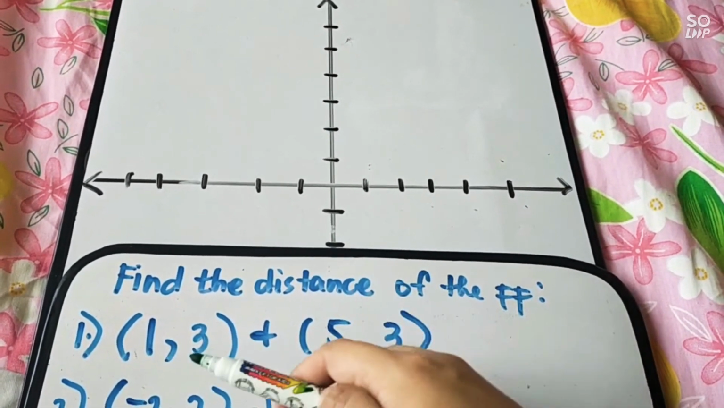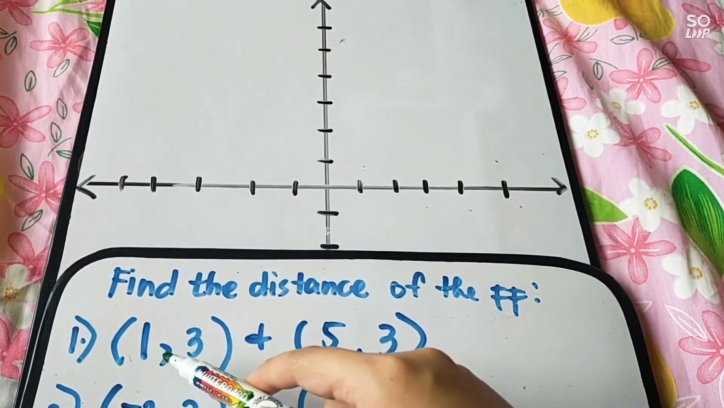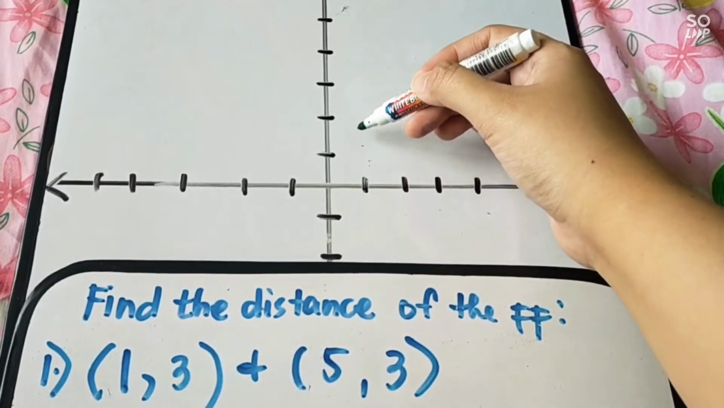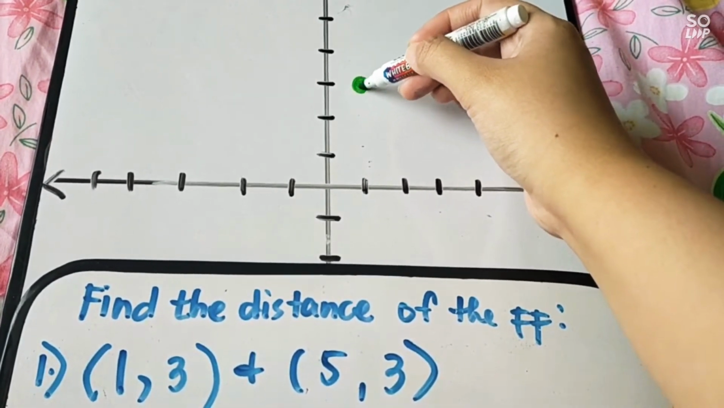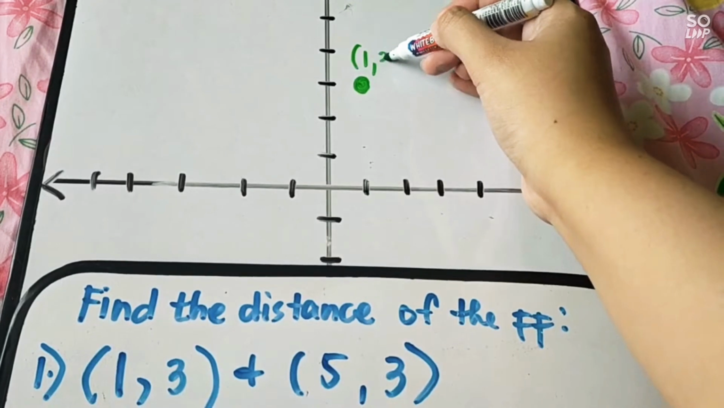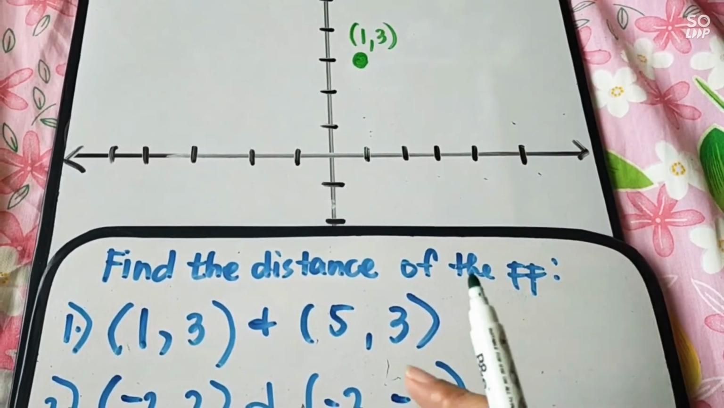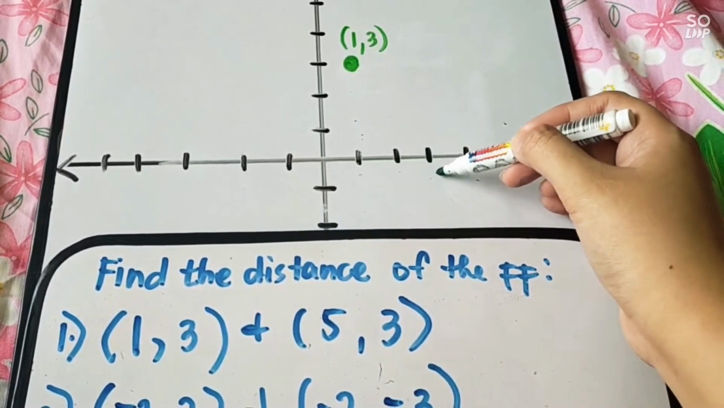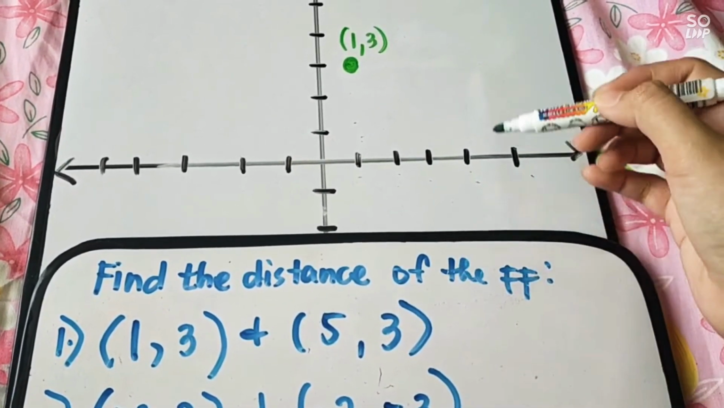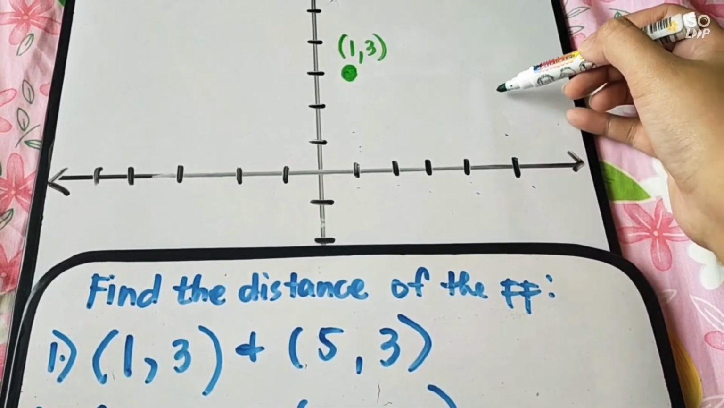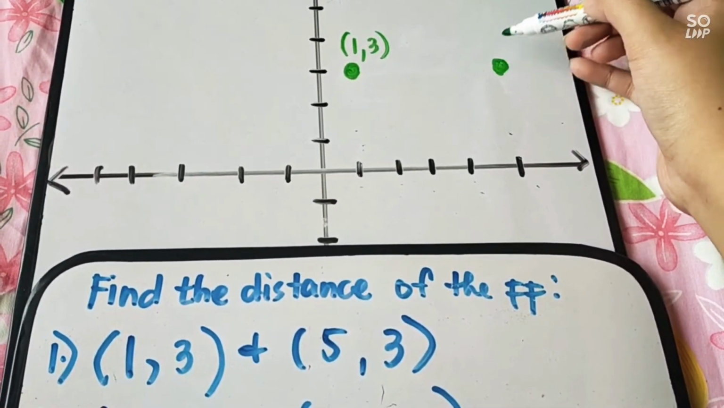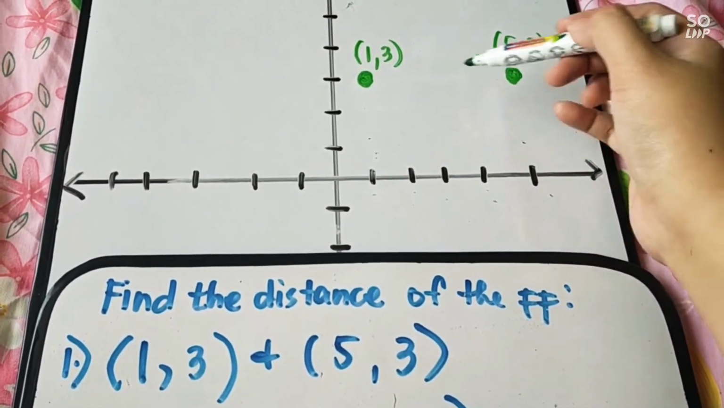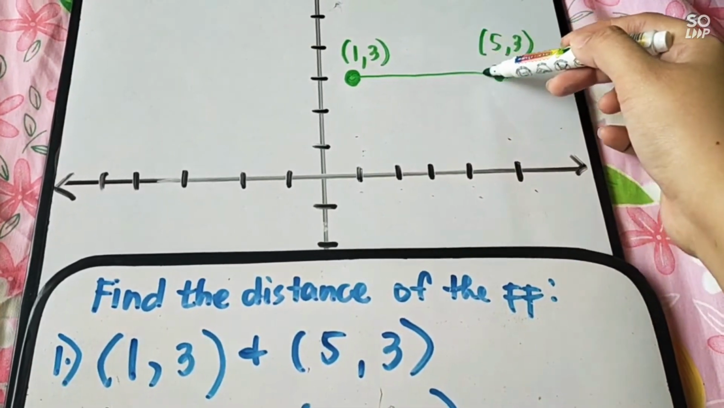The first given, we have (1, 3) and (5, 3), where 1 is x and 3 is y. Let us plot 1, then 1, 2, 3. Then plot the points. So here is the point (1, 3). Next, we have (5, 3). 5 is your x, we have 1, 2, 3, 4, 5, and then your 3 is y. So up we go, 1, 2, 3. Just line up. So this is (5, 3).